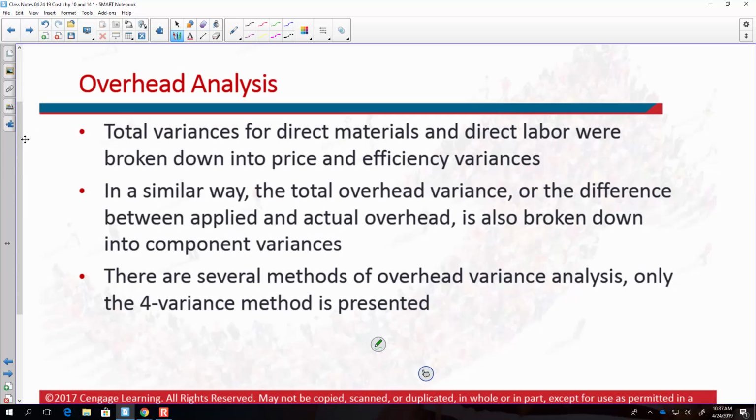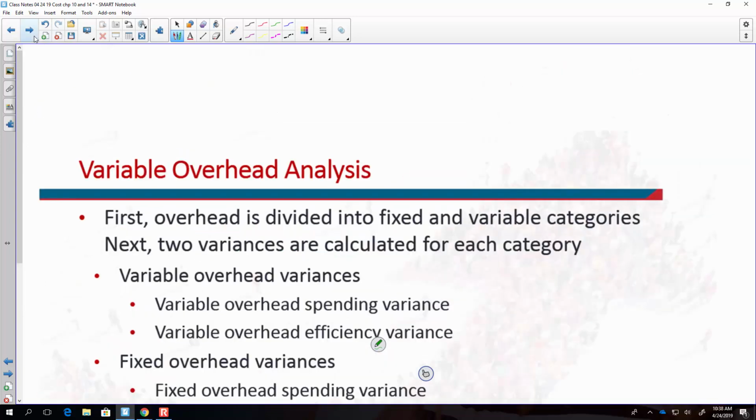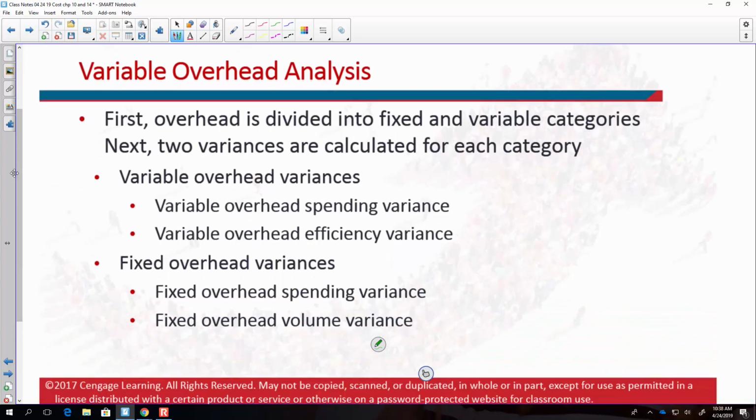Okay, so we talked about material and labor variances last chapter. Now we're going to talk about the overhead section, and it's very similar in format. We're going to continue this applied overhead concept and compare that to the actual overhead dollars. This difference is known as a variance, just like last chapter. And we again will have 4 variances to tackle with this particular section.